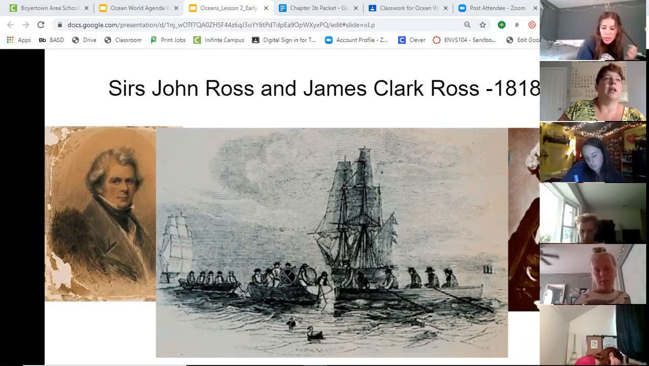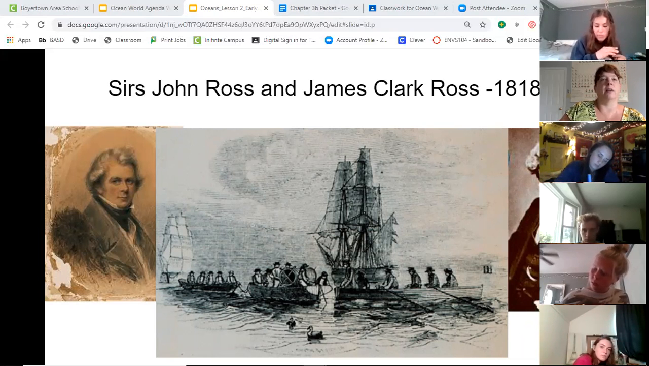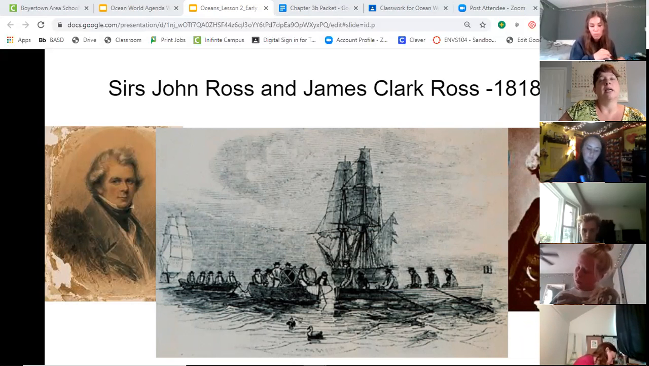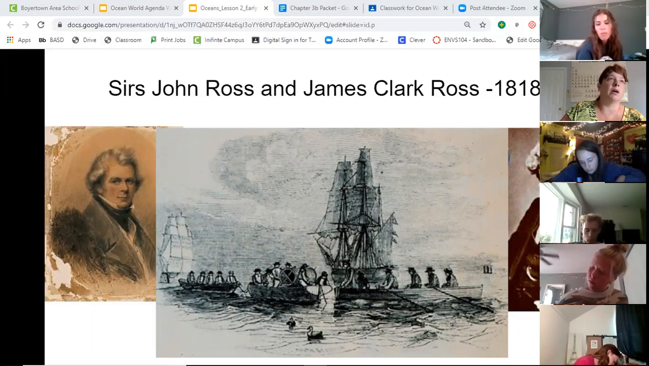So John Ross's nephew, James Clark Ross, didn't want to be outshone by his uncle. So on his trip, during which he discovered the Ross Sea and part of Antarctica, that's not that important, he also did some sounding, and he actually was able to find a depth of 4,800 meters in the South Atlantic. That's more than 3 miles deep.